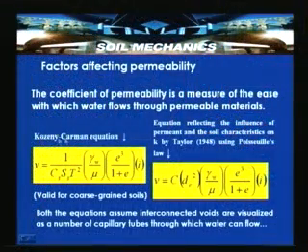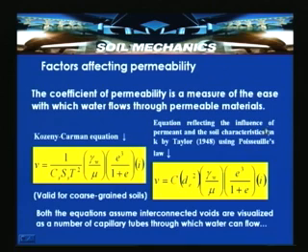The first expression is the Kozeny-Carman equation, where the many aspects or factors which can influence the permeability are included. This is expressed in the form of Darcy's equation, V is equal to K i. So, this particular part is nothing but the coefficient of permeability K.